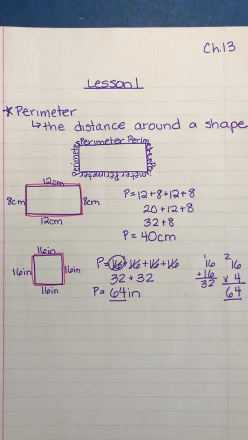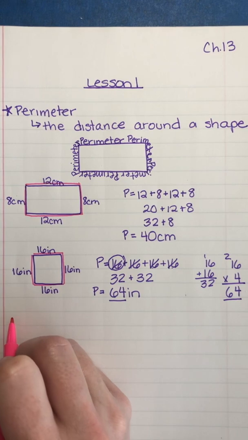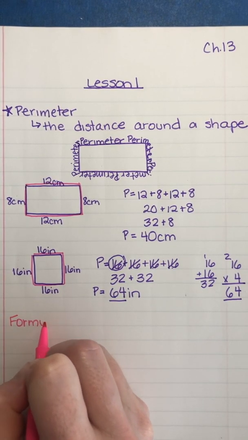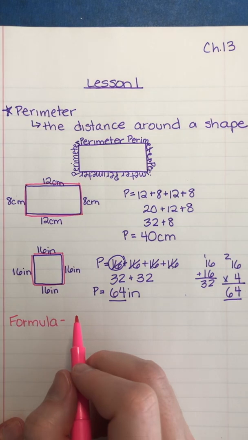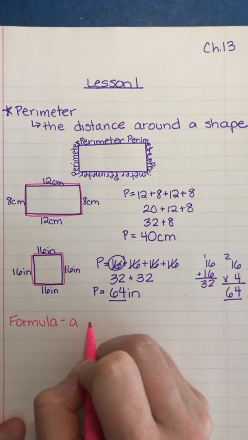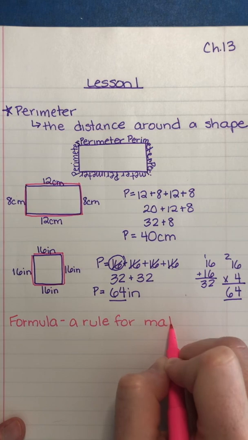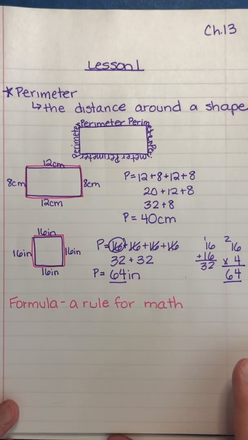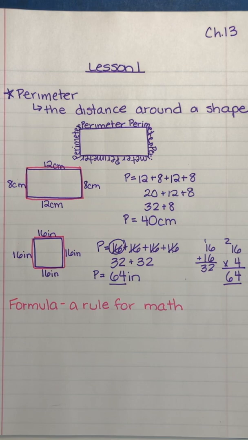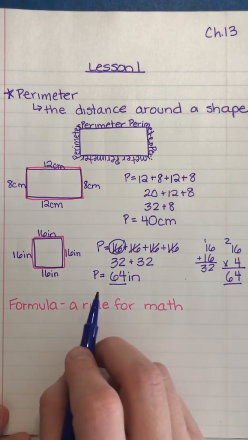Okay, so when it comes to perimeter, there is something that we have that's called a formula. And a formula is something special in math. And basically what it is is a rule for math. Okay, and so for perimeter, you have a formula that you use every time. So your formula for perimeter, now I'm going to focus my formula on a square and a rectangle since that's what we're going to look at.